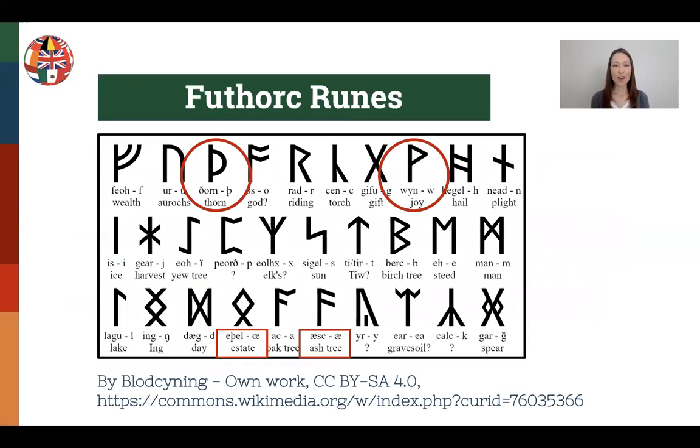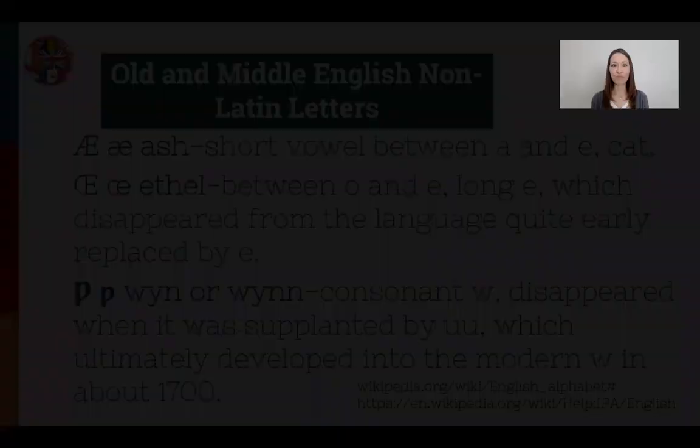So here's that chart again of the Futhorc runes. And I want you to see the two at the top that I have circled. One is the thorn and one is wynn, and both of those were taken and just put right in with the Latin letters as part of the alphabet. And then down at the bottom in squares, I have circled in red, eth and ash. So these are all things that came from Futhorc runes.